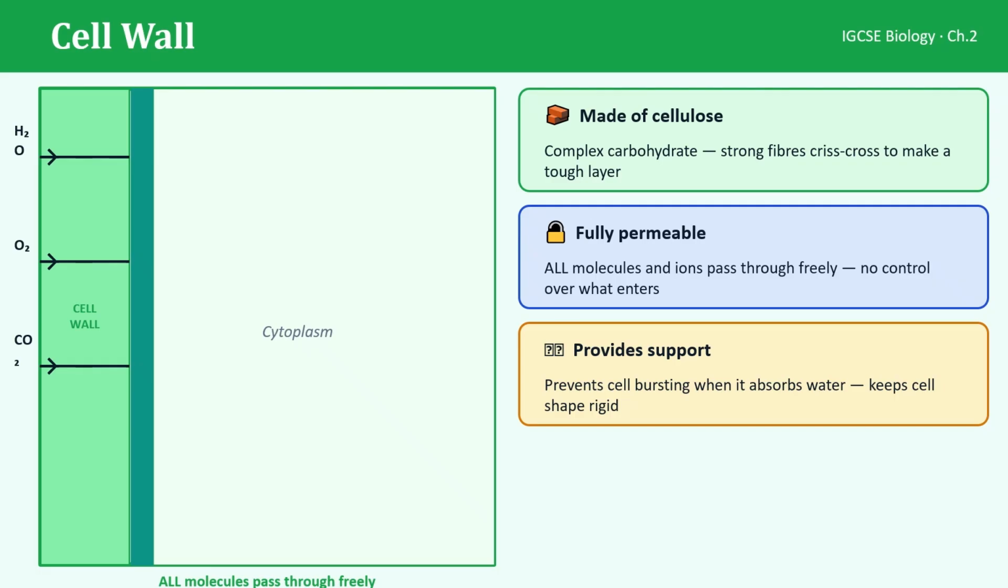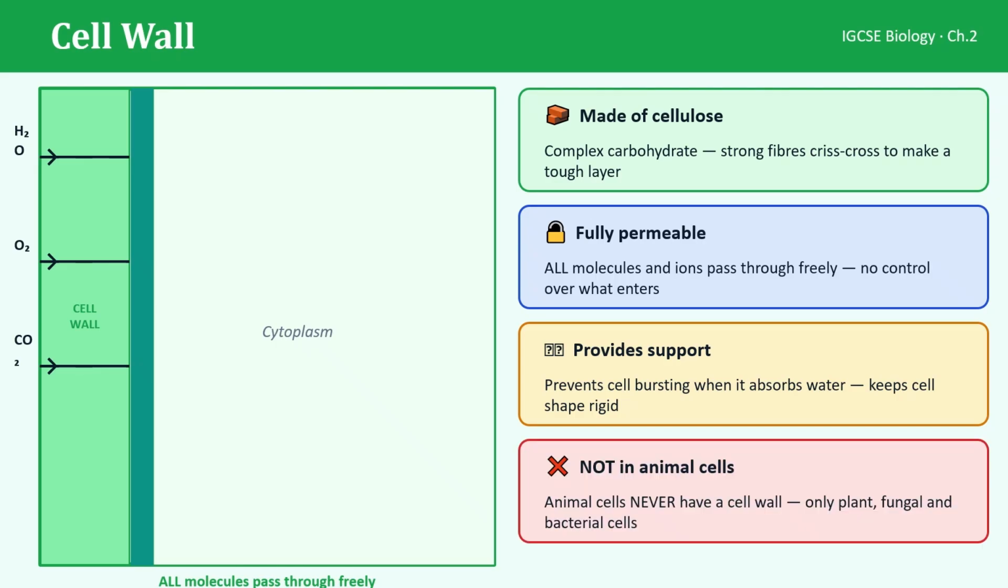When a plant cell absorbs a lot of water, the vacuole fills up and pushes outward. If the cell wall is absent, what would happen? The cell would simply burst. The cell wall is strong enough to resist this pressure. It keeps the cell firm and gives it a fixed shape. The critical exam point is that animal cells never have a cell wall, only plant cells, fungal cells and bacterial cells have them. Now we will discuss the large permanent vacuole.